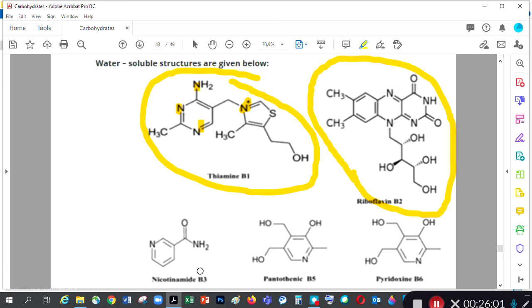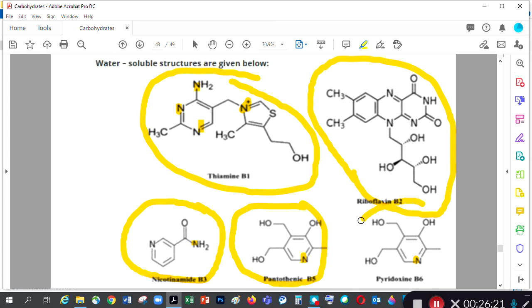So here it is, then it goes to B3. But you can see this is an imide. This is a typical imide here. And this is B5. Again, nitrogen is there. And then B6, nitrogen is there as well. So those are just examples of their structure. We don't have to memorize the structure, but at least get the idea of how they look.